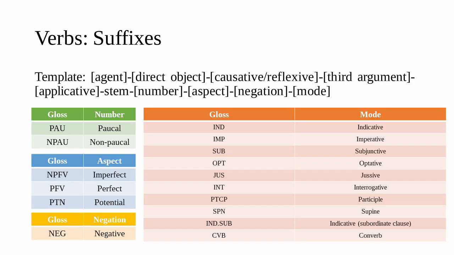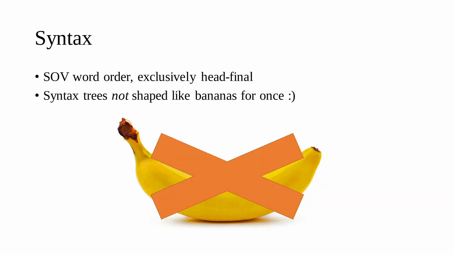Conchord verbs can take up to 4 suffixes: a suffix to specify the number of one of the arguments, an aspect suffix, a negation suffix, and a modal suffix, used for both verbal mood and non-finite verb forms. Syntax is very simple: subject, object, verb, word order, and exclusively head final constructions. This means that none of the syntax trees are shaped like bananas this year.